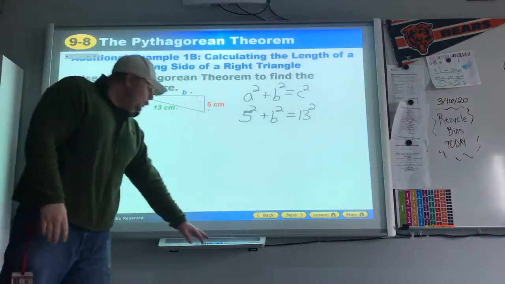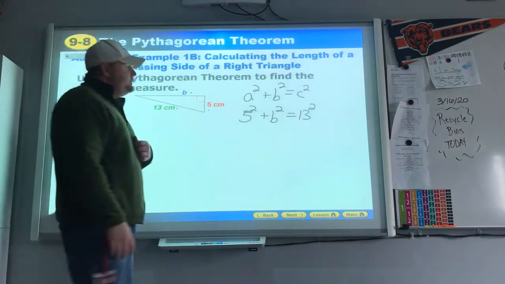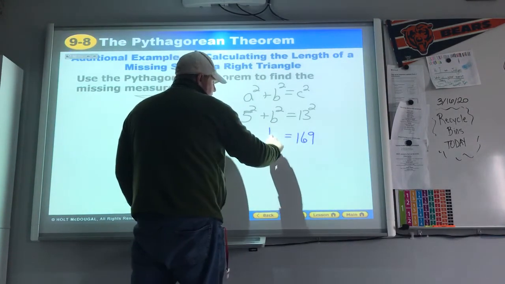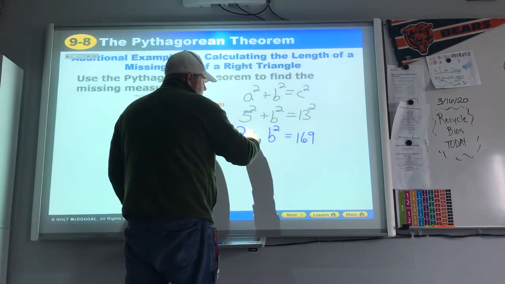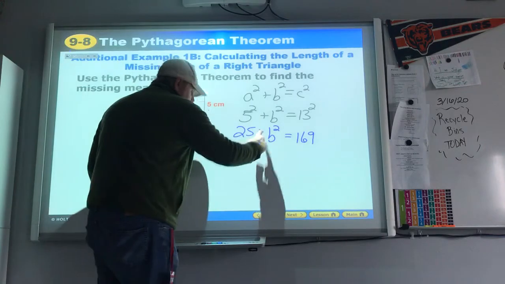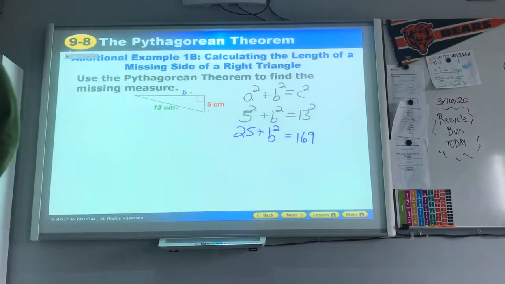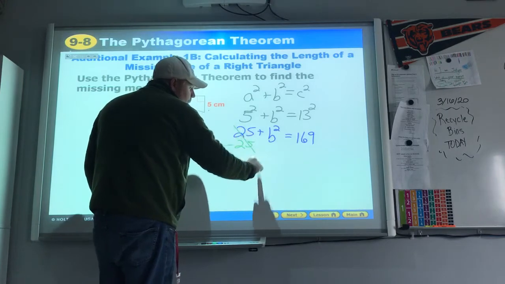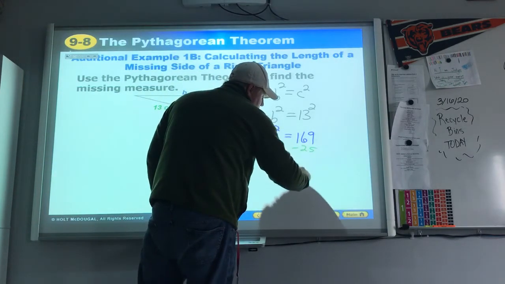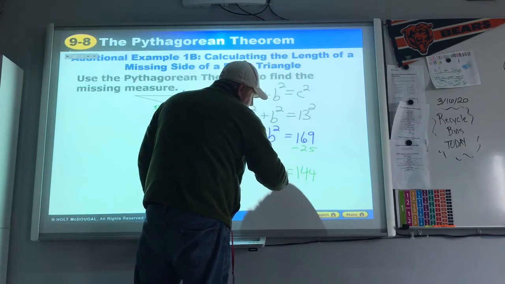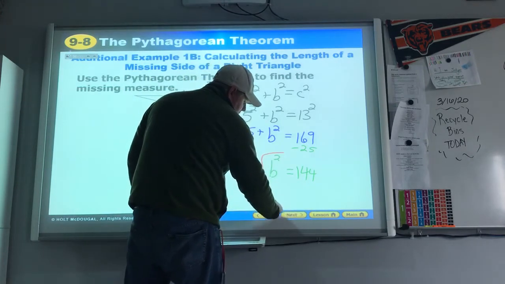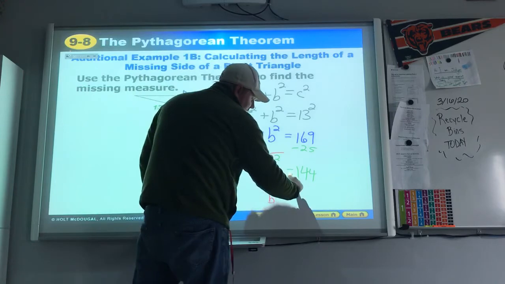Okay? We must use PEMDAS. Do the squares first. That's 169. That's B squared still. That's 25. Addition. Now we've got to think back to our inverse operations. With inverse operations, oh yeah, I want the B by itself. I'm going to subtract 25 from both sides. 144. B squared equals that. The square root of B squared is B. I do it to one side, must do it to the other side.